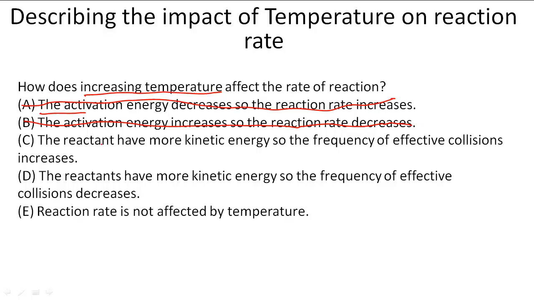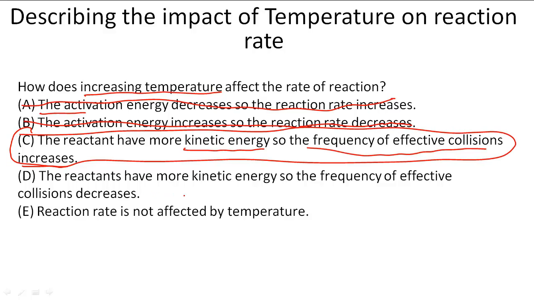So temperature does affect the kinetic energy. It increases the movement of the particles in a reaction, or the reactants. So when the reactants have more kinetic energy, the frequency of their effective collisions increases. While moving more, they can potentially hit each other in more effective collisions that can make a reaction happen faster. So C is definitely the answer to our question.